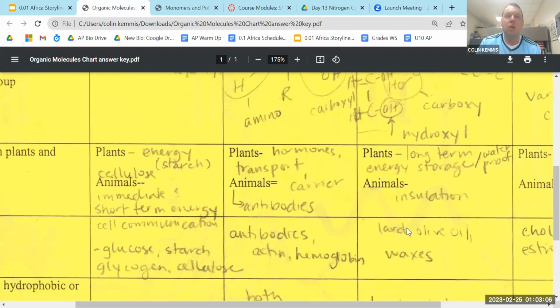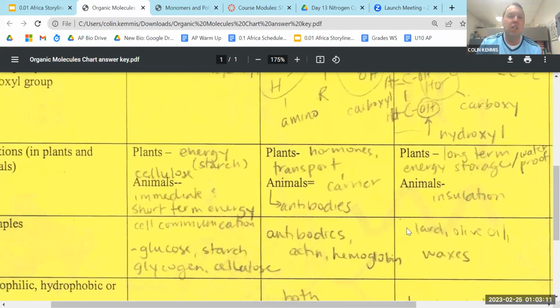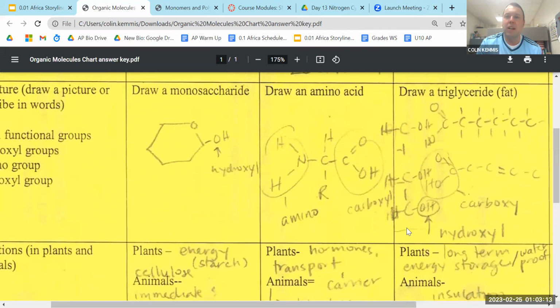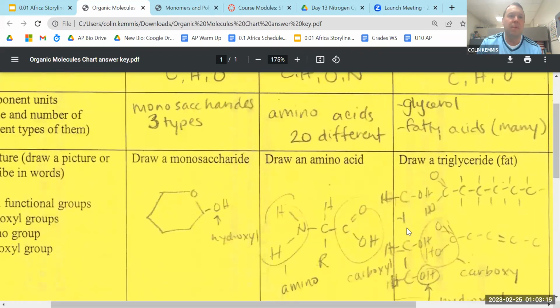I hope that's useful for you. You need to pause it and look at that, compare it to your chart. Fill in anything that you're missing.